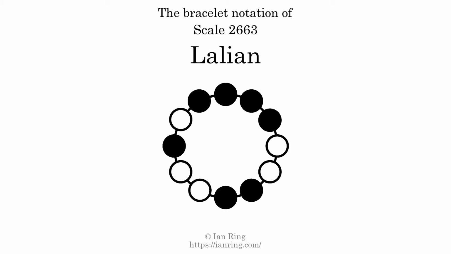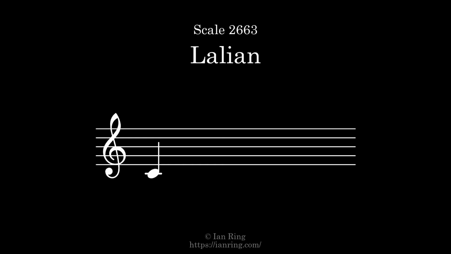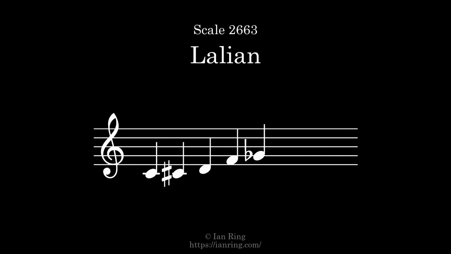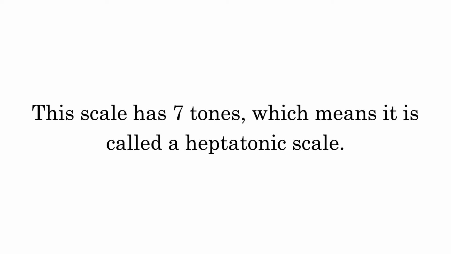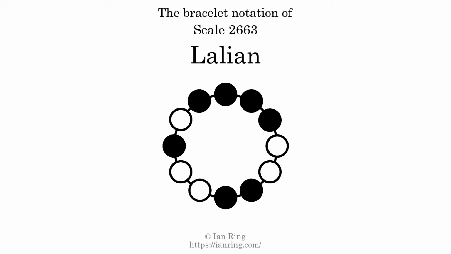2663, Lalian, which sounds like this. This scale has 7 tones, which means it is called a heptatonic scale. This is a bracelet notation diagram of scale 2663. The shaded circles represent tones that appear in the scale, and they are read clockwise, starting at the top.